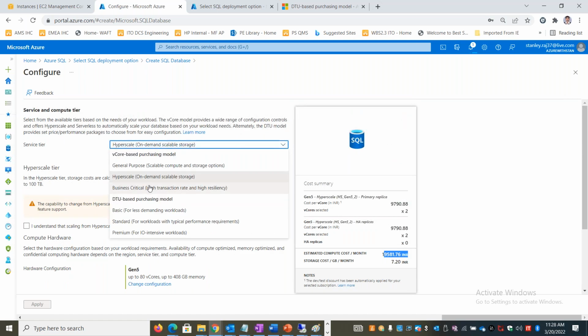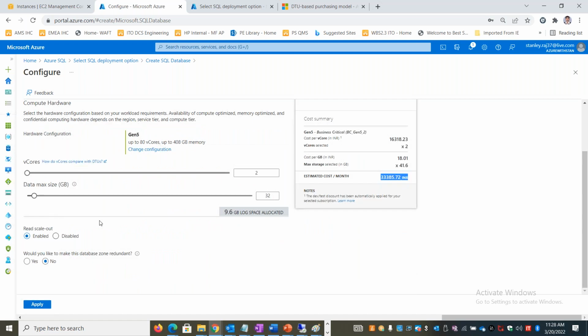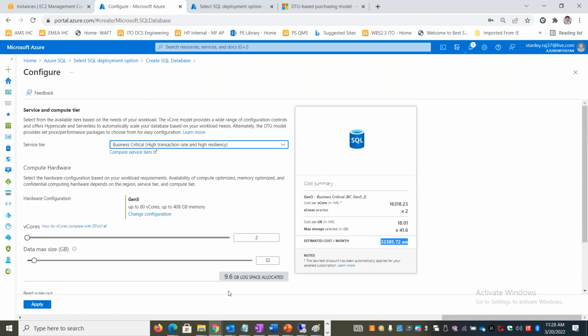Here you also have business critical. With business critical, you also have the option to be zone redundant, and it also provides scale out, but not like hyperscale. Hyperscale will take you beyond the region and automatically create more secondary replicas based on the region that you are selecting. So there are differences in all these options, and another important option is that you get 10 GB just for storing your log files. For 2 virtual cores and 32 GB of data, you get this log space automatically.